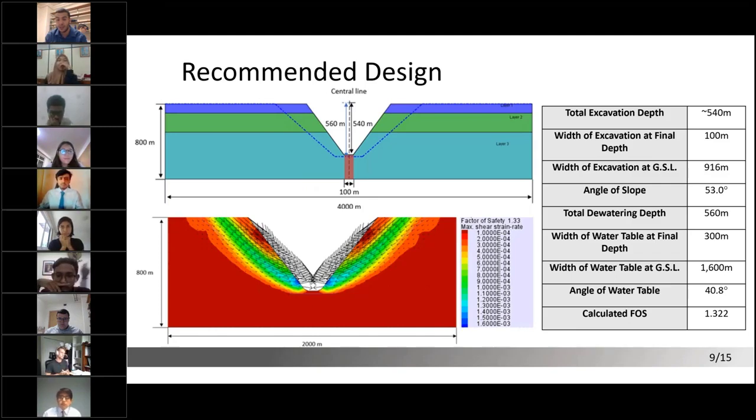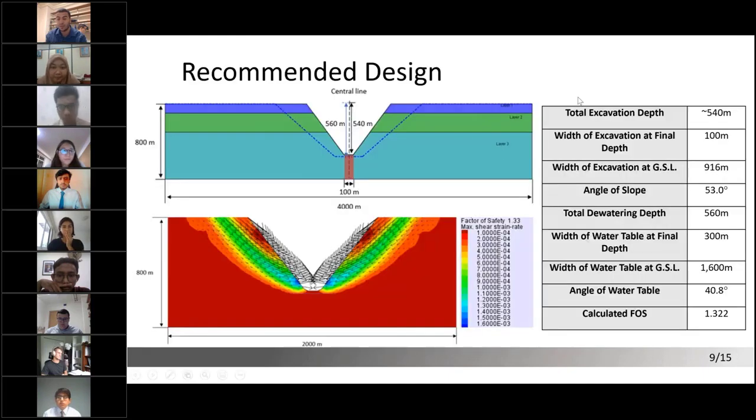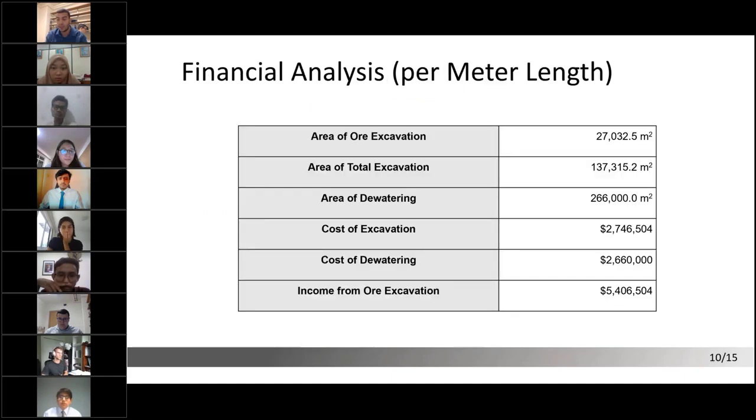The result that we have obtained is an excavation depth of around 540 meters with a slope angle of 53 degrees, a water table depth of 560 meters and an angle of 40.8 degrees. The resulting FOS is in the order of 1.322, which is accepted in the context of the problem statement. The financial analysis is illustrated in the slide per meter length. We can see the excavated surface from the array, the total excavation, and the dewatering area. The cost was calculated for dewatering and excavation, then compared to the income, which are similar for the recommended design.